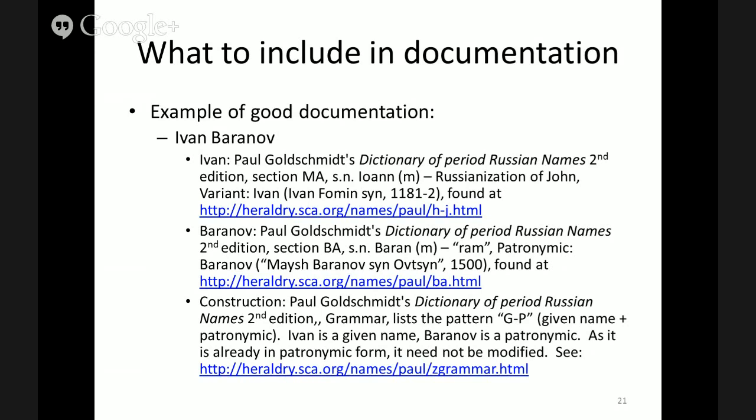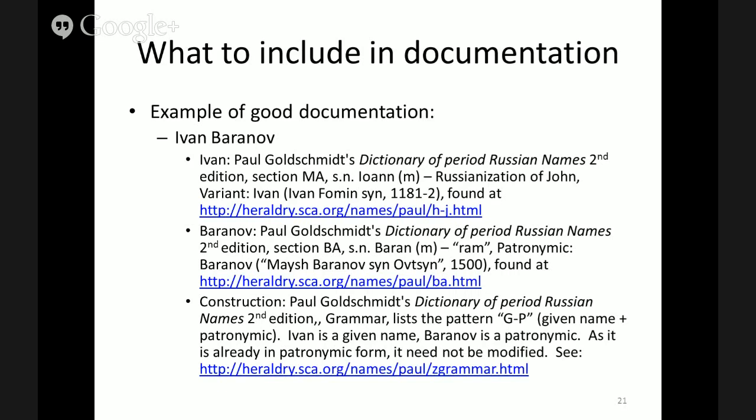That's the goal. Will you always have every element like that? No. Sometimes you just can't get everything. But this is what you should be striving for in every submission. And it doesn't matter how common it is. Ivan is as common as John, but we still want to document it. And this construction is about as standard a Russian construction as you can get, given name plus patronymic. We still want to document it.